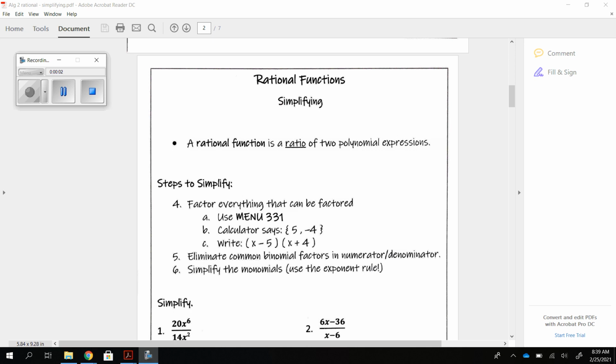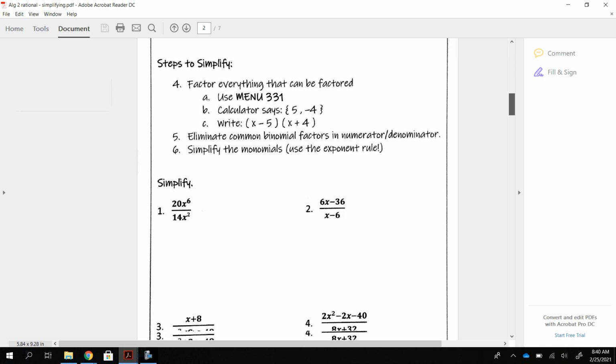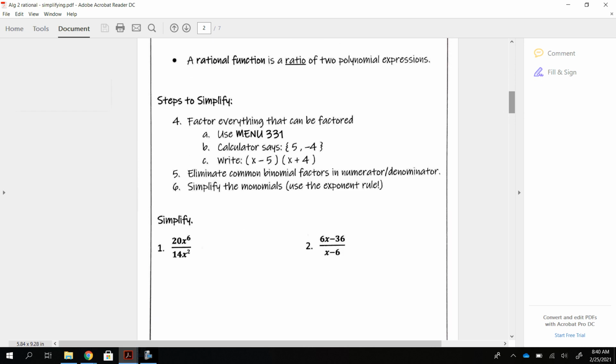All right, today we are starting a new unit. It's called rational functions. Today we're going to start with simplifying rational functions. It says a rational function is a ratio of two polynomial expressions. These are the steps. You won't do menu 331 every time. I'll show you when, but these are the steps to simplify.